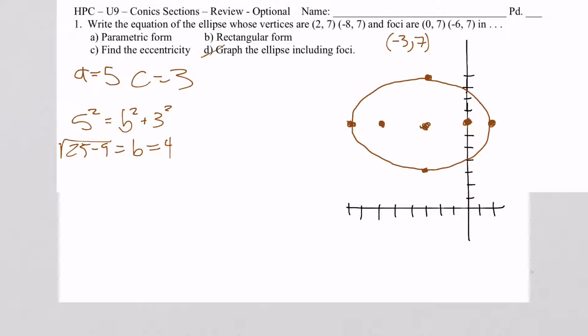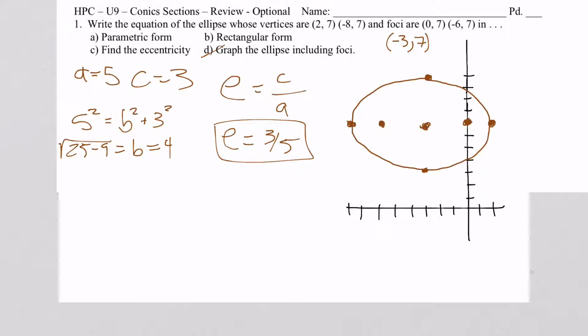Let's find the eccentricity. So apparently we're doing this problem backwards. What is my eccentricity? Well, remember how to find the eccentricity. It's defined as C divided by A. So my C value is 3. My A value is 5. So my eccentricity is 3/5. And remember, that's just a ratio that describes how circular or how elongated your ellipse is.